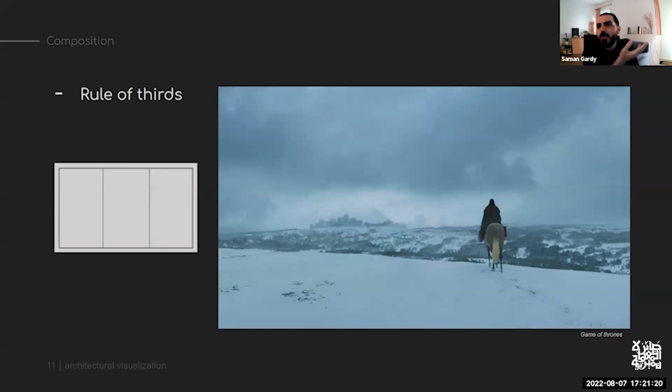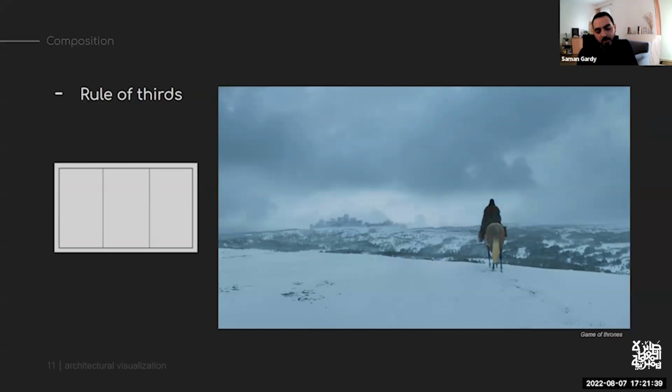Of course, they are not secrets. You can Google them, you can find them easily. But today we are trying to go through them and how it applies in architecture visualization. First, the rule of thirds.